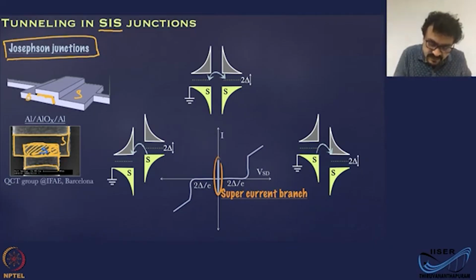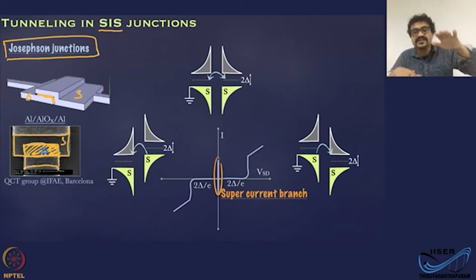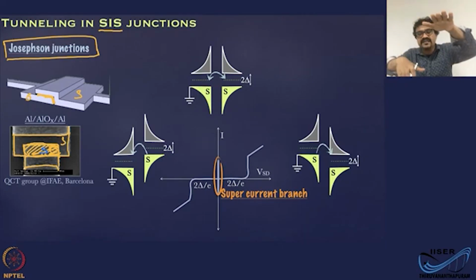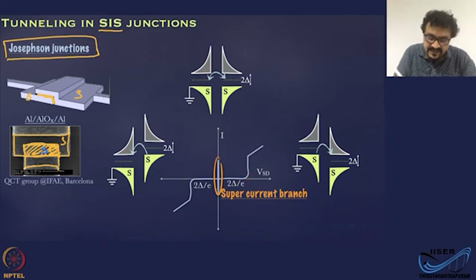Now when you move by 2 delta, each side, that means you will take the empty states here and align them with the filled states on this side. That means you are going to move it by 2 delta. That's the move in energy. That means our bias will be 2 delta by E. Then you will reach this situation, then you can have electrons from here tunneling into the empty states here.